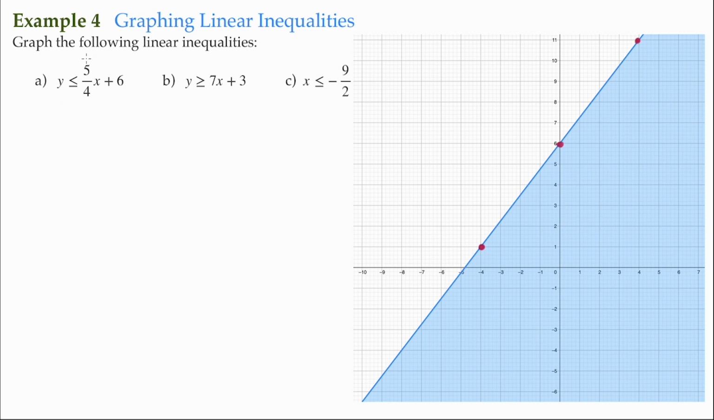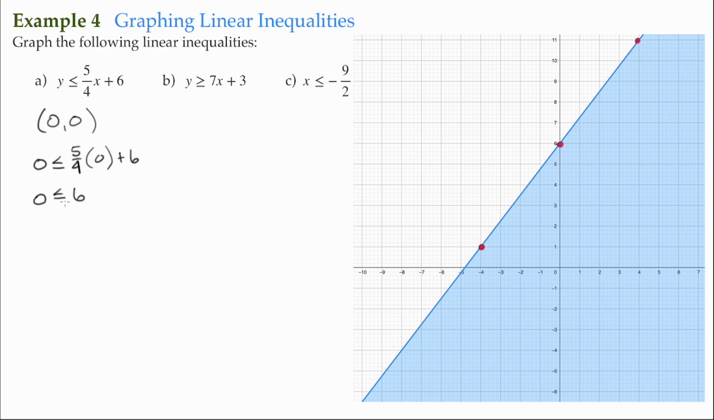But we can check if we are shading the right half of the inequality correctly by checking a few points. And they don't have to be anything sophisticated. As a matter of fact, I'm going to check the point 0, 0. That's usually very easy to do. So I have a coordinate 0, 0. I just go ahead and substitute the values of the coordinates into the x and the y here. So I have 0 is less than or equal to 5/4 x, and what's x? That is 0, plus 6. So 0 is less than or equal to 6, which of course is true.